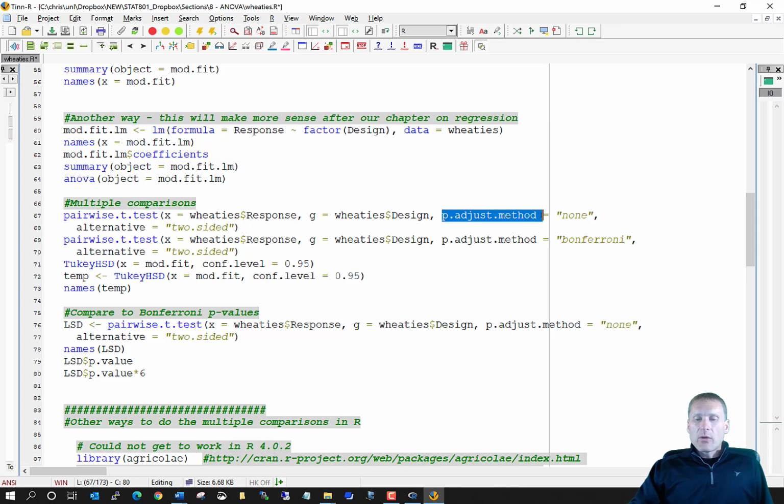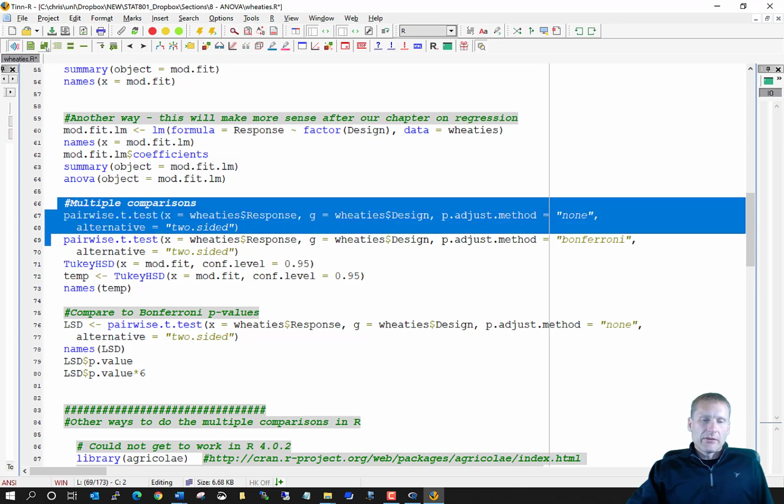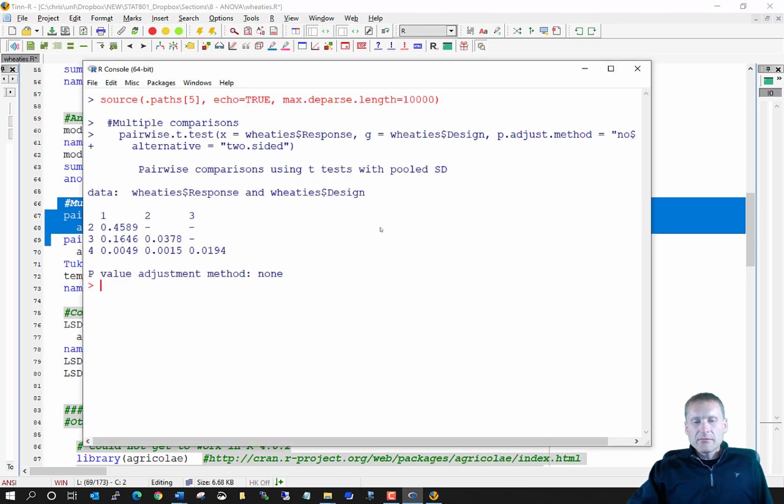And then how do I want to do an adjustment here so I can control the overall type 1 error rate, the experiment-wise type 1 error rate? That's what p.adjust.method means, the p-value adjustment, and I'm going to put none there, meaning I'm going to use Fisher's LSD essentially. And then I'm always going to do two-sided tests. So let's go ahead and do that. And so what's produced is a whole bunch of p-values.